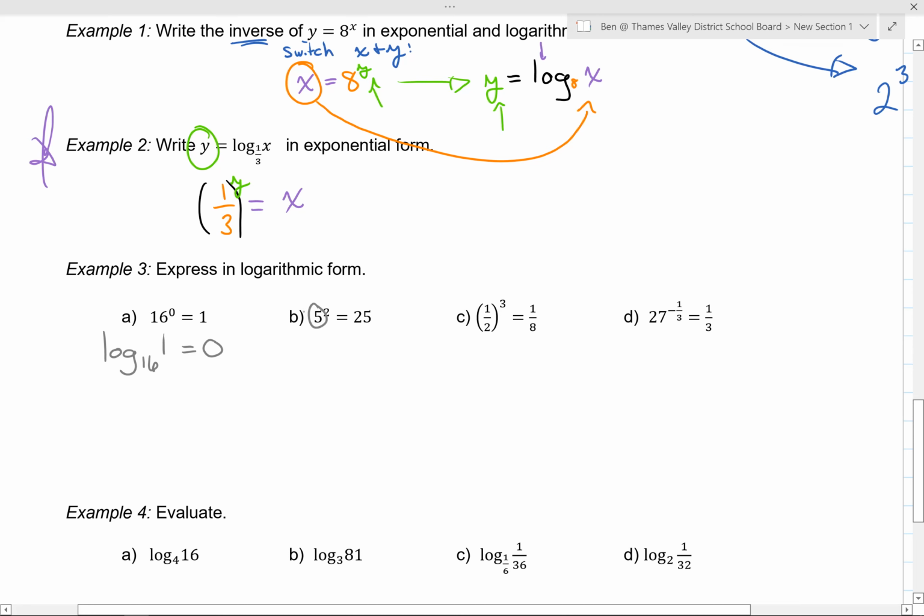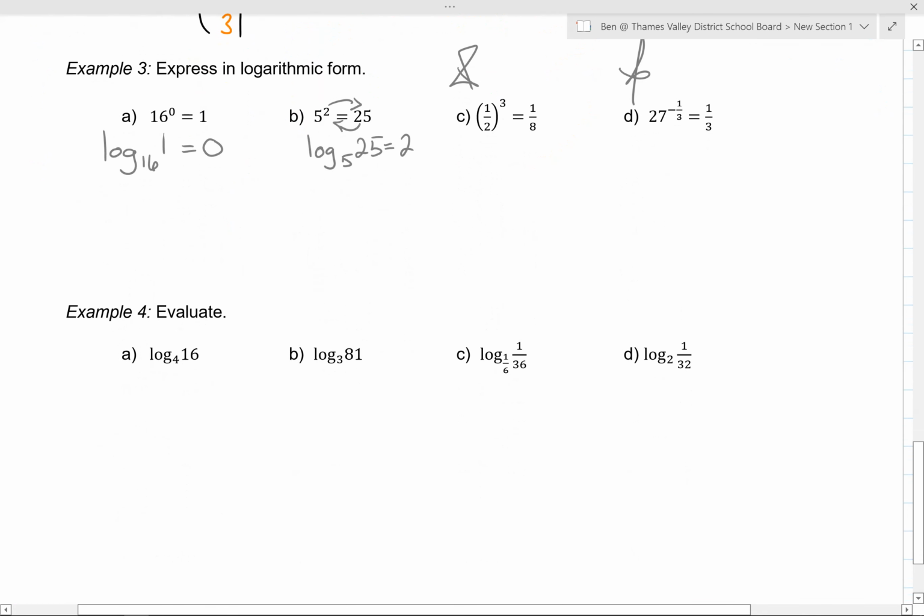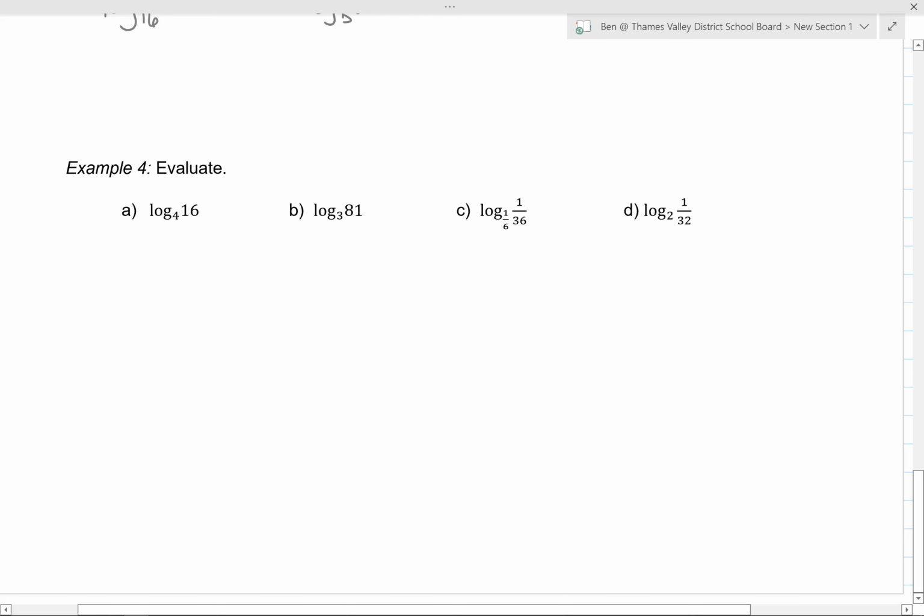Let's try that again right here. What is my base? My base is 5. I see that right away. So that means that we're working with log base 5, and then these switch sides: log base 5 of 25 equals 2. Same thing over here. You know what? I'll leave C and D to you to handle on your own. You should be able to handle those no problem. Again, the solutions are uploaded on the classroom already by the time you're watching this video. And lastly, I'll get to example 4 right here.